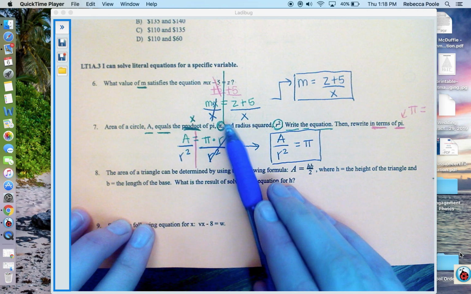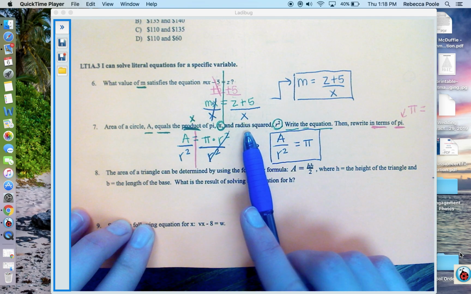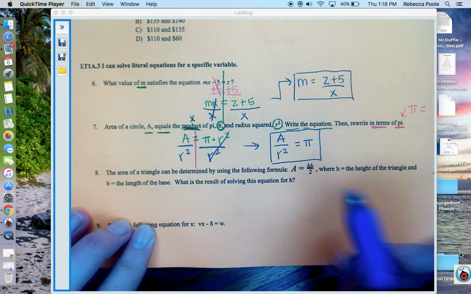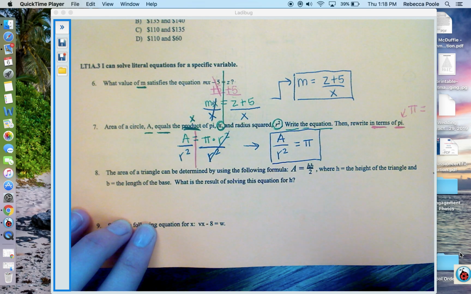So really, this one wasn't tricky. It was just a fancy way of telling you to find pi or solve for pi. So it's still just the same literal equations that we've been doing.